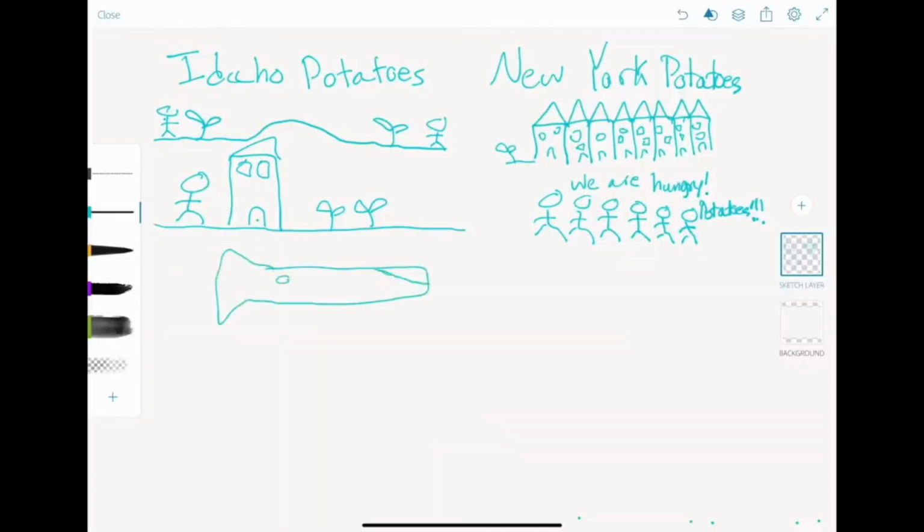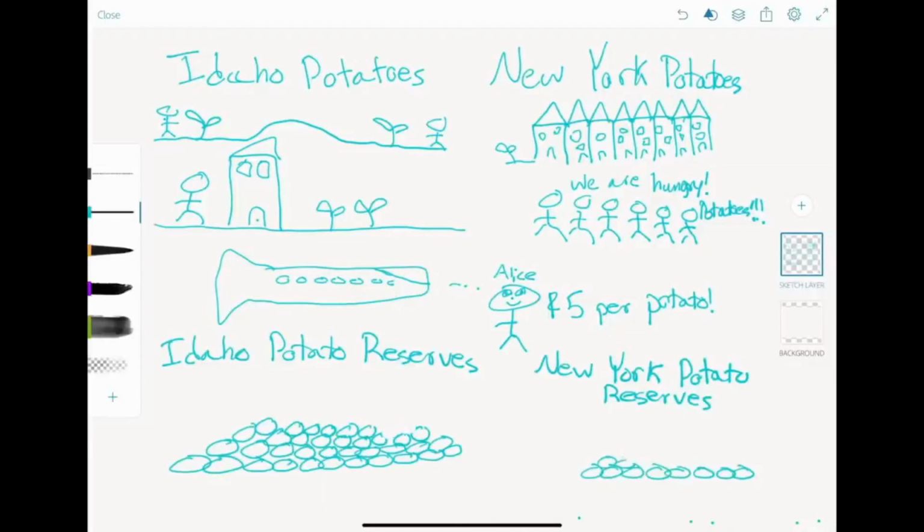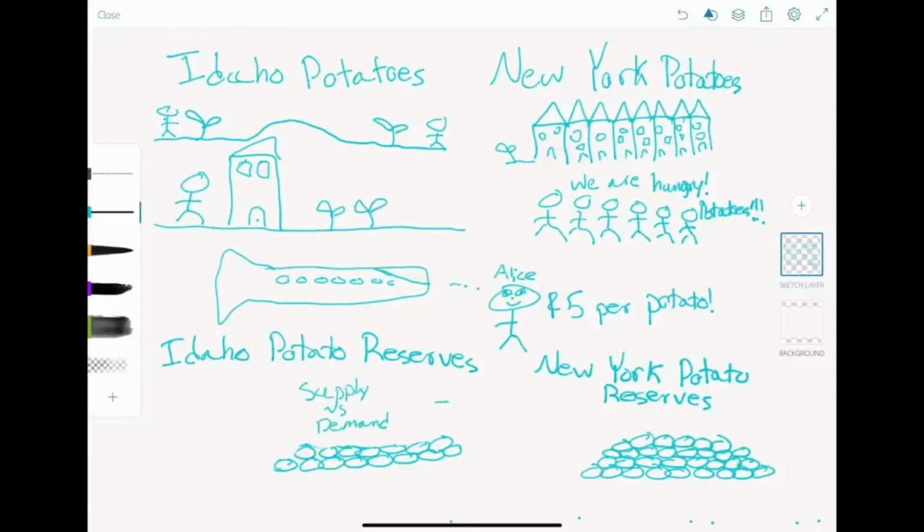Alice returns back to New York to sell her Idaho potatoes at the New York market value of $5. If Alice makes enough trips and buys enough bags of potatoes, she will reduce the supply of potatoes in Idaho, increasing their demand and thus increasing their price. Likewise, she will flood the New York market with potatoes, increasing their supply and thus lowering their price until there is equilibrium, and potatoes are worth the same across all markets, the New York market and the Idaho market.